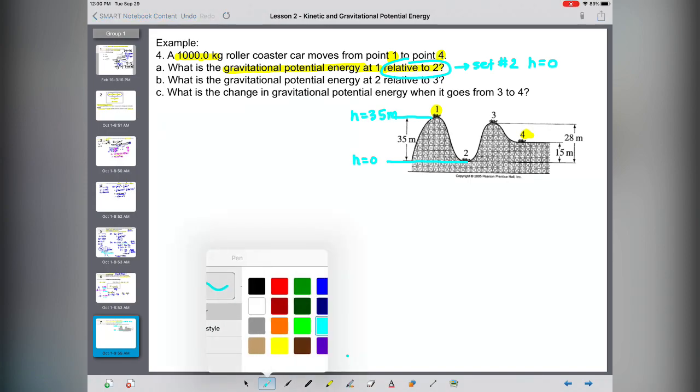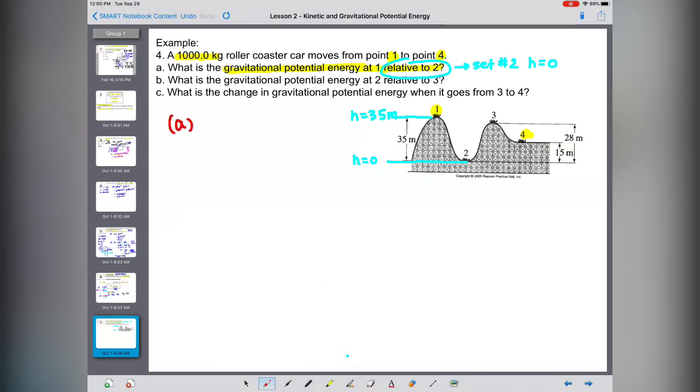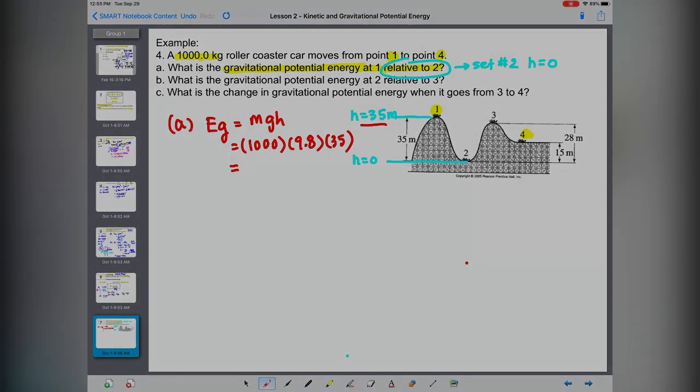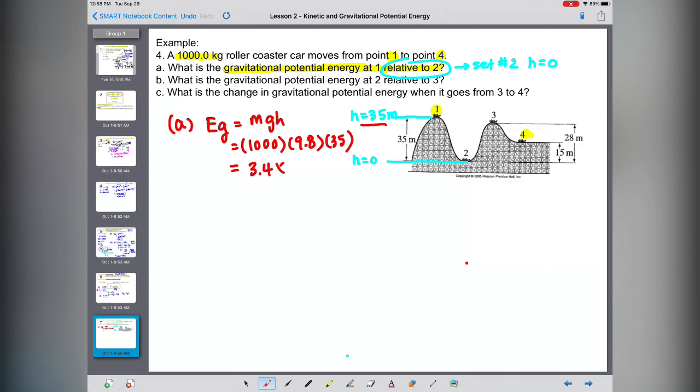So question A, the gravitational potential energy at point 1, I would use the 35 for the height. So mgh, so mass is 1,000 times 9.8 times 35. So 343,000. With two significant digits, I'm going to write it as 3.4 times 10 to the 5 joules.